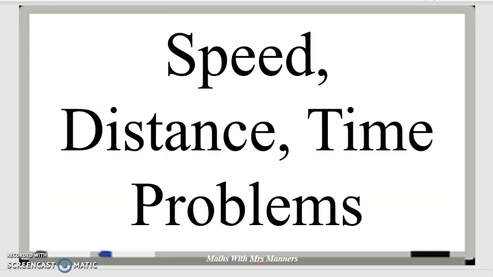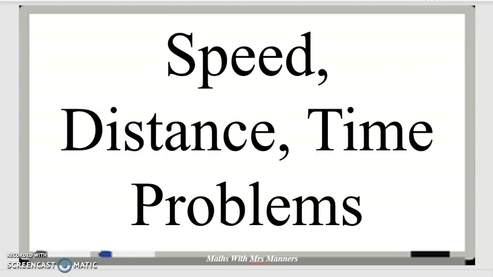This video is on speed, distance, time problems. And the reason why we're looking at speed, distance, time problems is we're currently studying rates. And the best example, or one of the easiest examples to understand of a rate, is speed, because we encounter it all the time when you're in your car and you see your speedometer, or you go for a bike ride. So speed's a really easy example to understand.